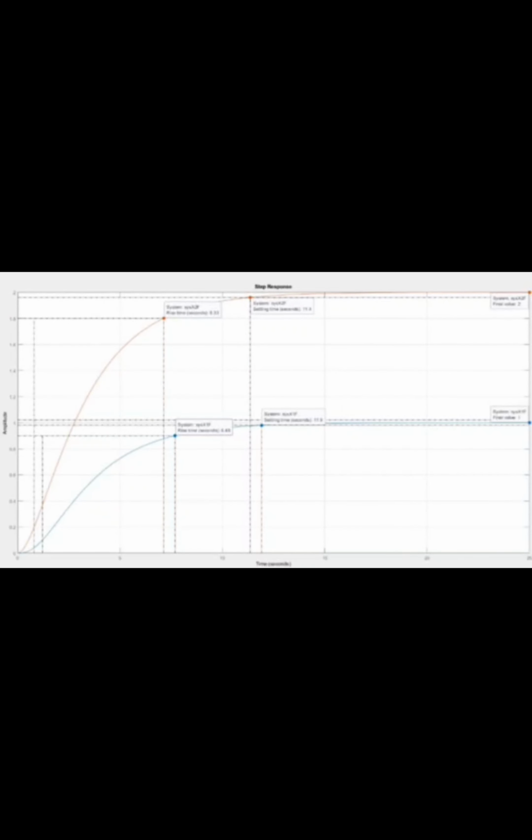Finally, at figure 3, we can see the difference between the step response in figure 1 and figure 2. The difference that we can see is that the rise time and the settling time for point 2, orange in color, are faster than point 1 in the blue color line.